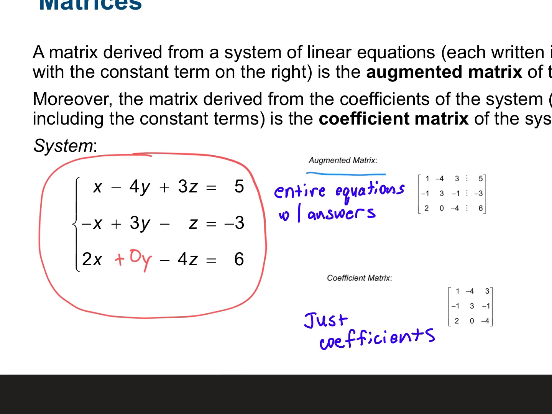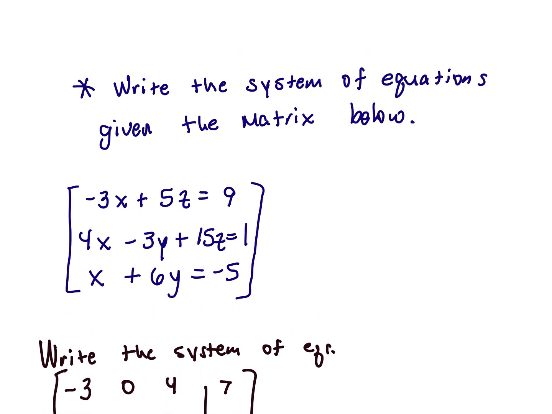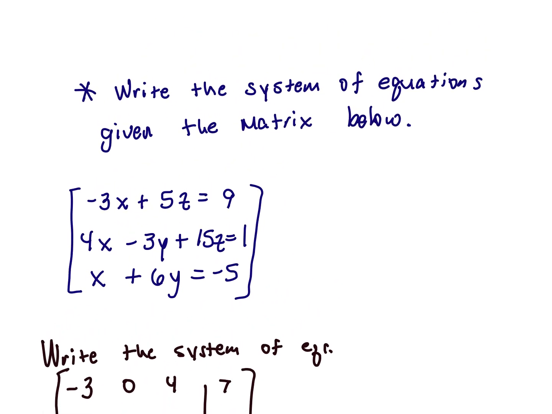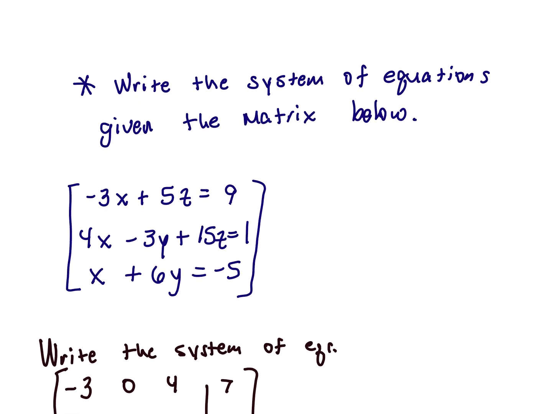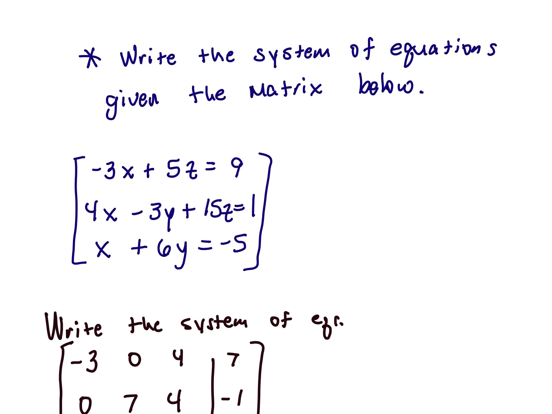All right, does that make sense? That's 2 quiz questions right there. You're going to have a question that looks like this. It might say, write the system of equations given the matrix below, or given the system of equations, write the matrix.